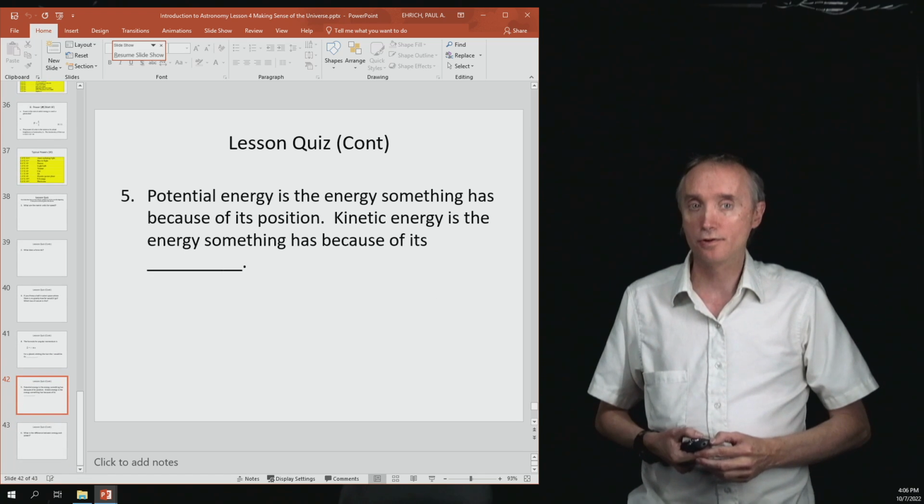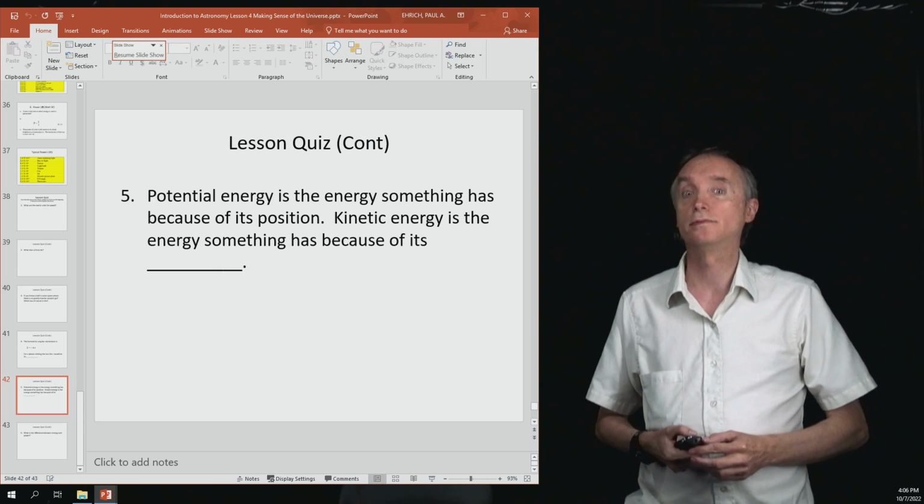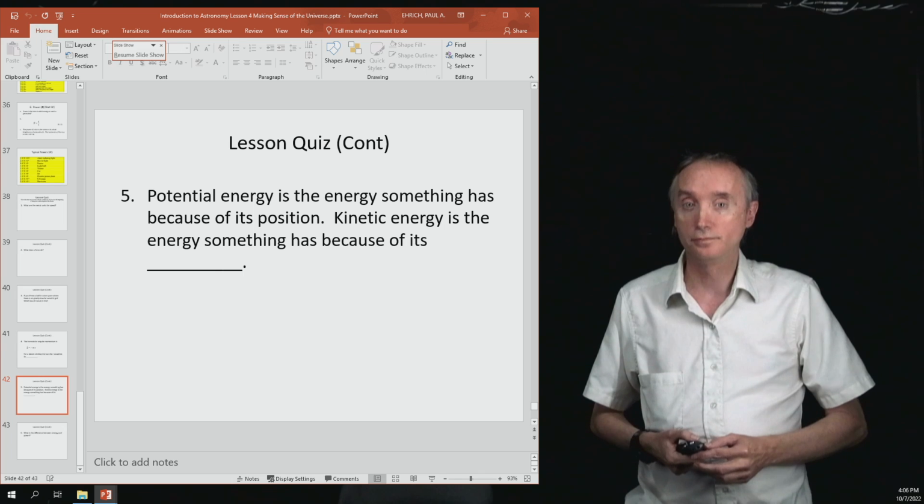Potential energy is the energy something has because of its position. Kinetic energy is the energy something has because of its speed, okay, motion.